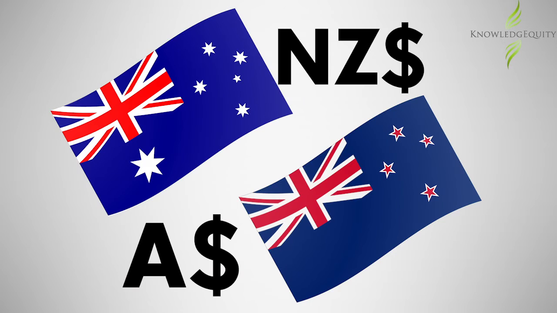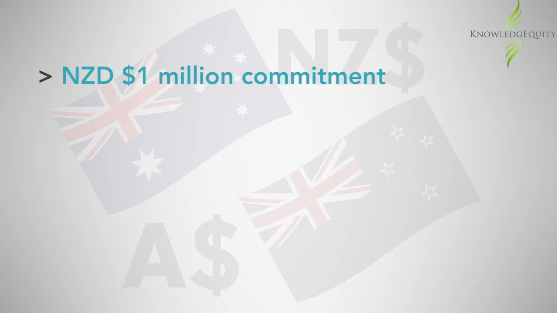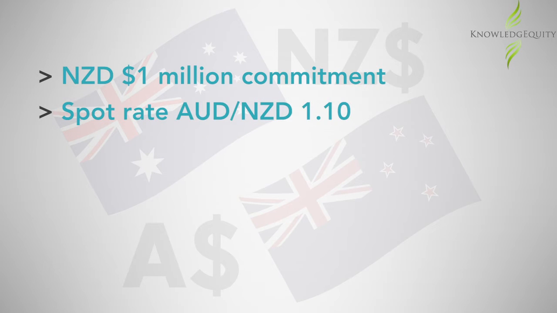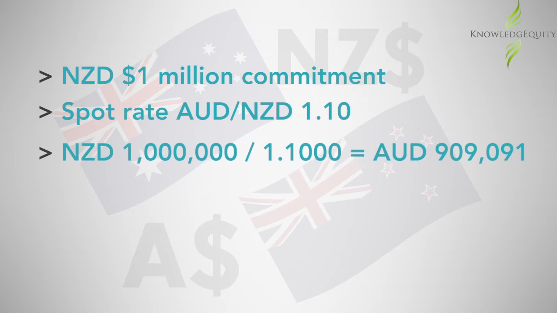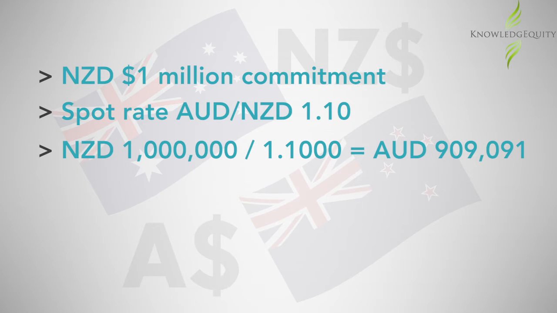Let's now look at an example. An Australian importer has $1 million New Zealand dollars commitment in 12 months' time. The spot rate is currently Australian to New Zealand dollars of 1.1, equating to a current cost of 909,091 Australian dollars, which is calculated as $1 million New Zealand dollars divided by 1.1.